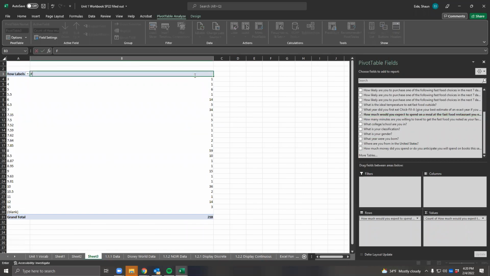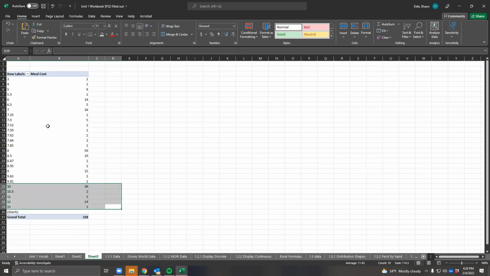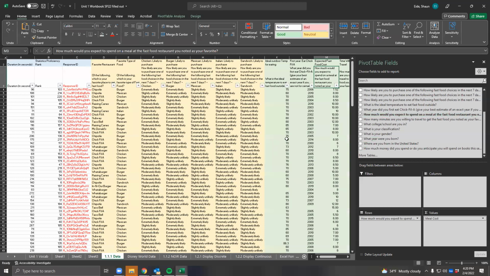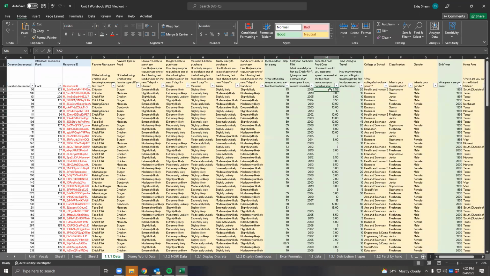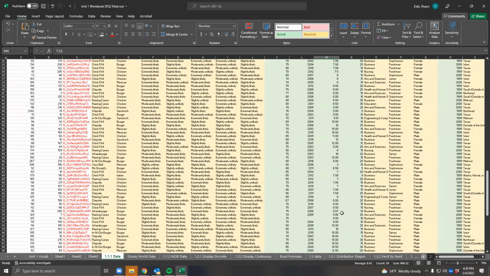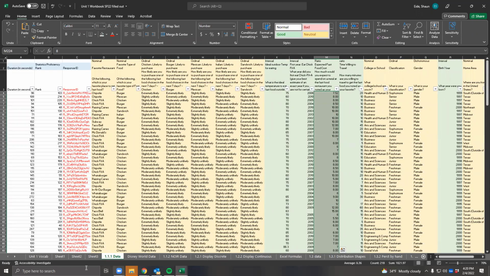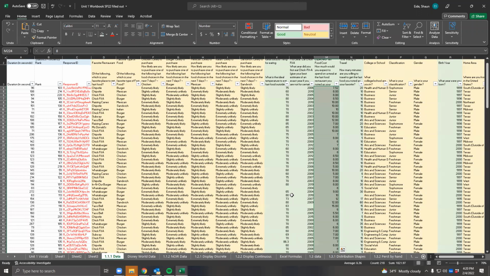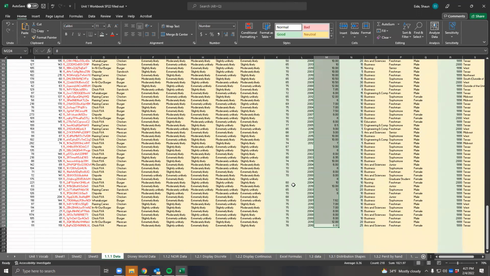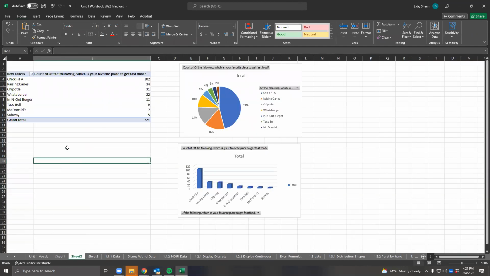So cost or meal cost. Okay, now how many total observations are there? That's a great question. Let's go back to the original data and we'll find out how many total observations there are. Okay, there are a total of, let's see here, about 221 observations. There are a few blanks. So, you know, that looks like maybe 218 observations. So 218 observations.